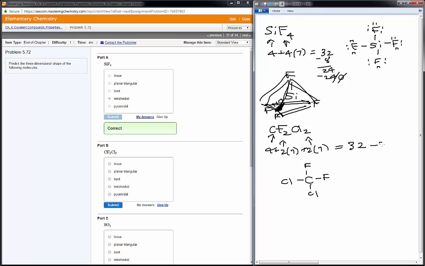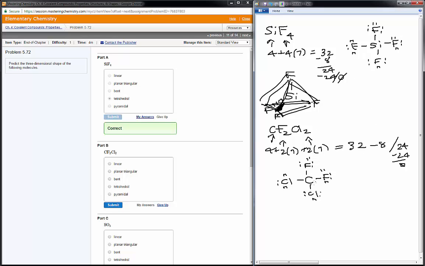Here I've used 8 electrons. I've got 24 left. So 2, 4, 6, 8, 10, 12, 14, 16, 18, 20, 22, 24. I've used up all 24. I have nothing left, and that's fine because carbon in the middle is happy.